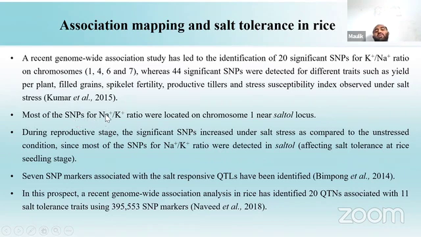Most of the SNPs for the sodium-potassium ratio were located on chromosome 1 near Saltol. So this Saltol locus is more helpful and efficient to interrogate and develop salinity tolerant varieties. During the reproductive stage, significant SNPs increase under salt stress as compared to the unstressed condition. Mostly SNPs for sodium-potassium ratio were detected in the Saltol region. Seven SNPs associated with salt responsive QTL were identified by Pimpong et al., 2014.